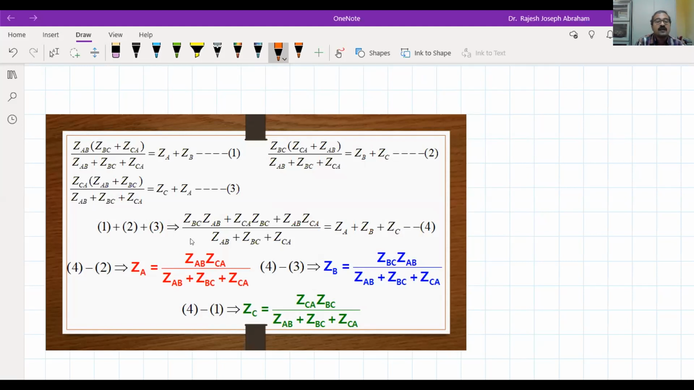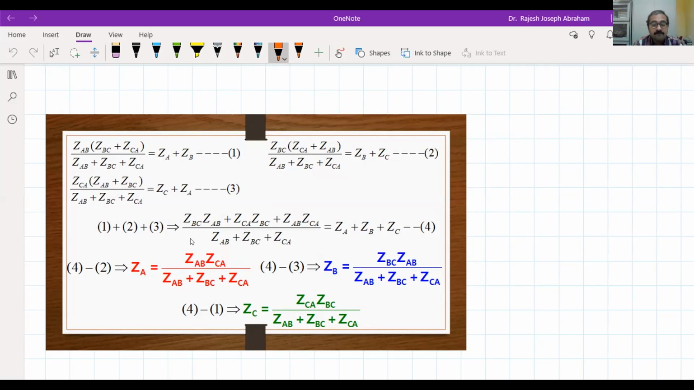So our aim is to find what is ZA. The starting suffix and the ending suffix must be the same. Keep in mind the order of the delta branches: ZAB, ZBC, and ZCA. If you keep that fixed, then it is very easy to find the corresponding delta arms. The starting suffix and the ending suffix must be the same as the star arm which you have to find. So ZA will be ZAB into ZCA divided by the sum of delta branch impedances.